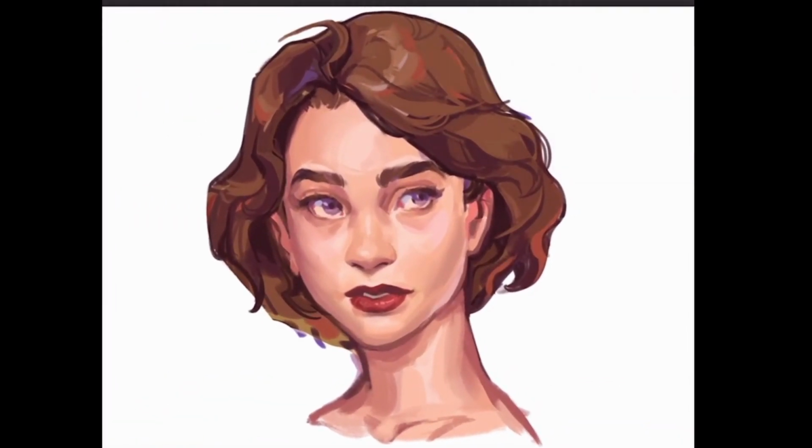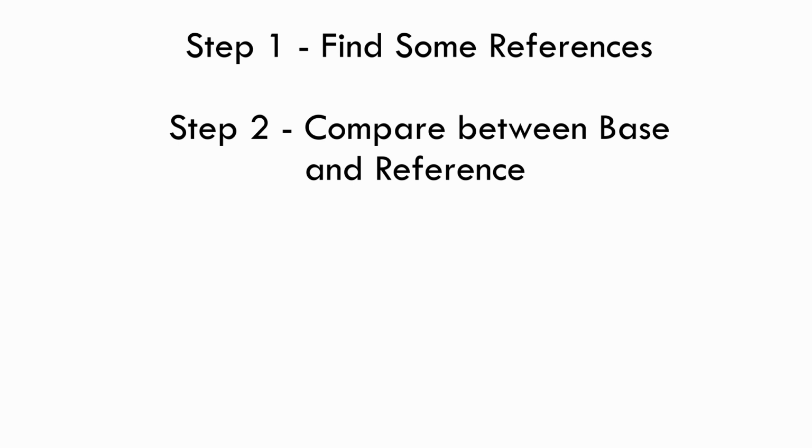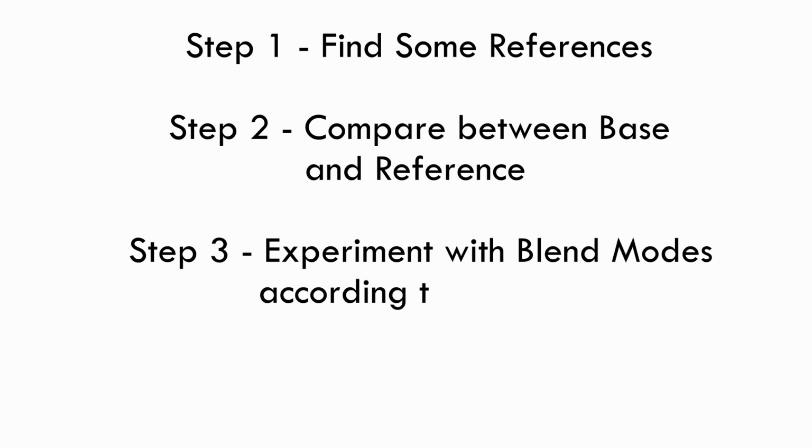My strategy goes as follows. First, I look at the source of lighting. What kind of lighting is present in the reference material? And then I compare the reference against my base layer, and I determine what kind of changes are required. And three, I experiment with the blend modes so that I can achieve the effects that I want based on the changes that I've determined.